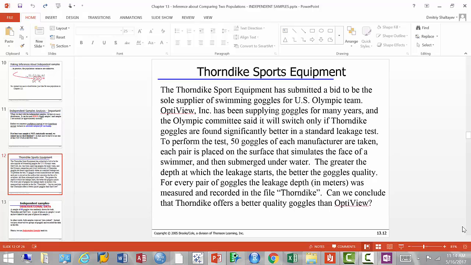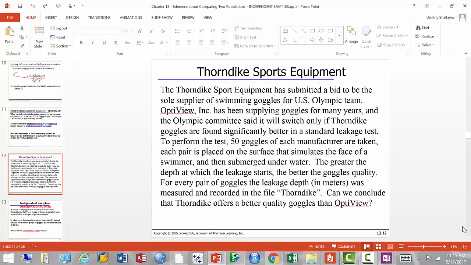It's about picking the Olympic team supplier. Okay, the Thorndike Sports Equipment has submitted a bid to the U.S. Olympics Committee to be the selected supplier of swimming goggles for the U.S. swim team. Currently, the present supplier for the goggles is called OptiView, and they've been supplying goggles for many, many, many years. So the Olympic Committee says, why would I choose a new supplier over the old one? Well, the only reason is if your product is better, right?